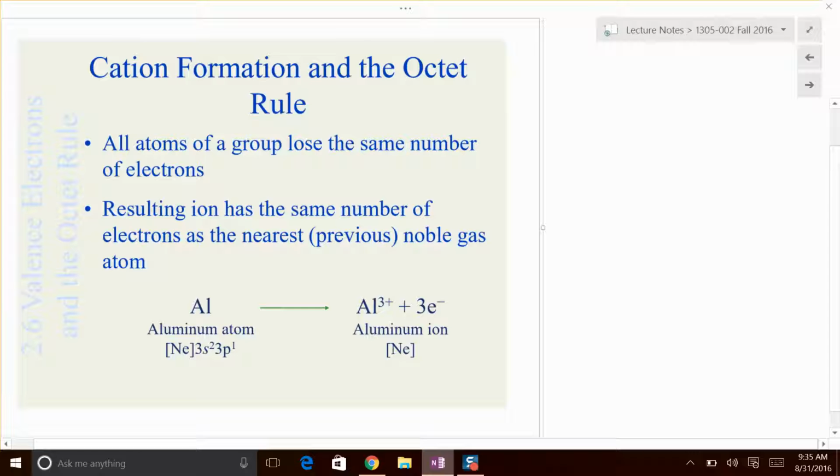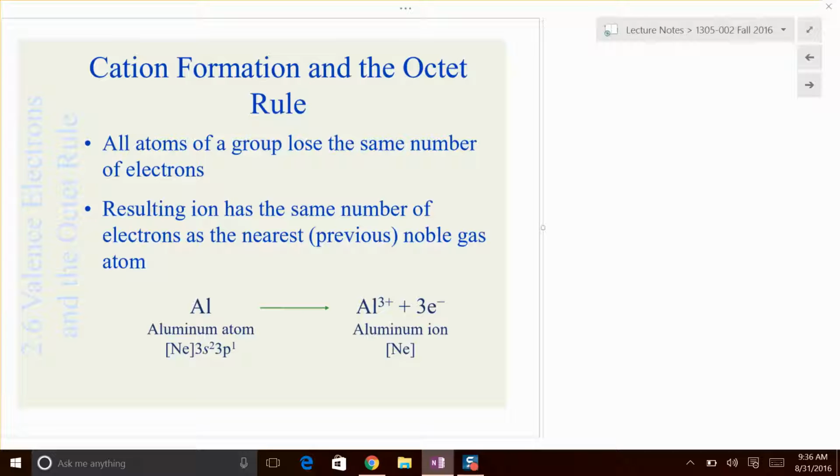Al, how many valence electrons does it have? 3. It's a metal. Metals lose electrons. It will lose all 3 of those electrons to get back to here. Okay? It has 13 electrons. It loses them, and it becomes like neon. It's a 3 positive charge because it lost 3 electrons. Now we can predict what type of ion Al is going to become.